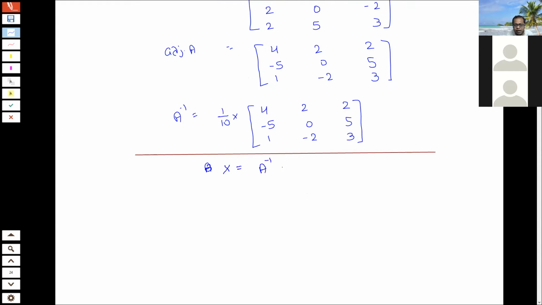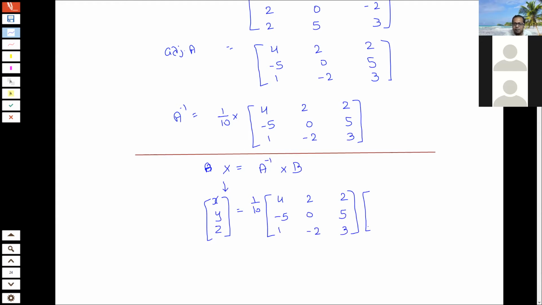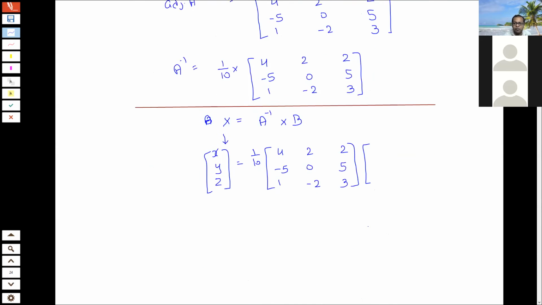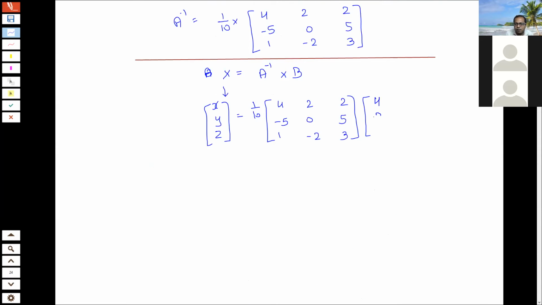X was A inverse into B. What was X? X, Y, Z. Inverse matrix 1 by 10 we already know: 4, 2, 2, minus 5, 0, 5, 1, minus 2, and 3. And which was matrix B? It was the right hand side, 4, 0, 2. So I can write here 4, 0, 2. So this is 3 by 3. It is 3 by 1. So when I multiply, I will get 3 by 1.